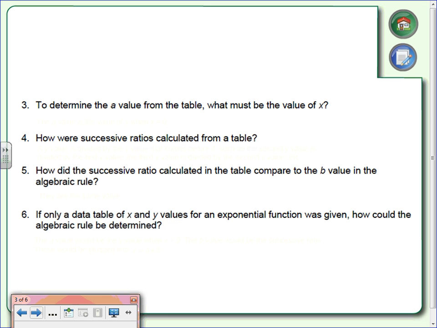Everybody look up here. Stop writing. To determine the value of A from the table, what must the value of X be? What did we say? We're always going to find the A next to what again? 0. So what does the X have to be? 0. Our A can always be found right next to 0, where the X equals 0.